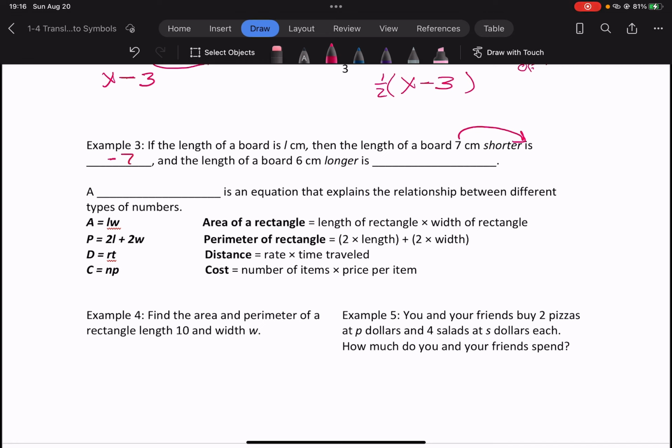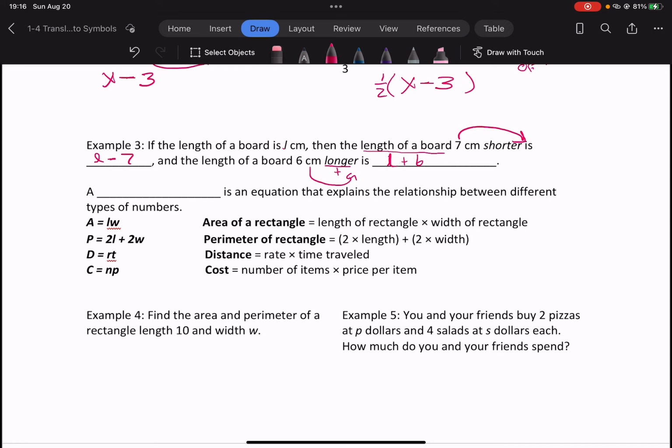But what are we subtracting 7 from? The length of a board. So we're going to start with the length of the board, L. So it's L minus 7. Again, the length of the board on this one is 6 centimeters longer. Longer means plus. The 6 is going to go after. So it is L plus 6. And if you notice, I use a cursive L because that way you know that it is an L and you can't tell if it's an L1 or whatever. Just so we're on the same page.